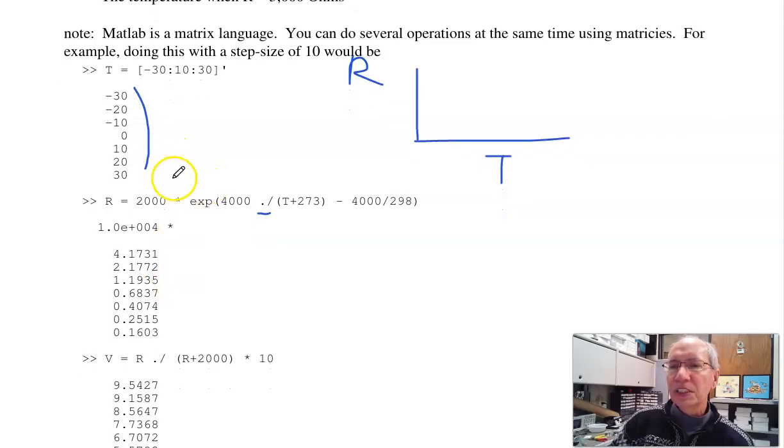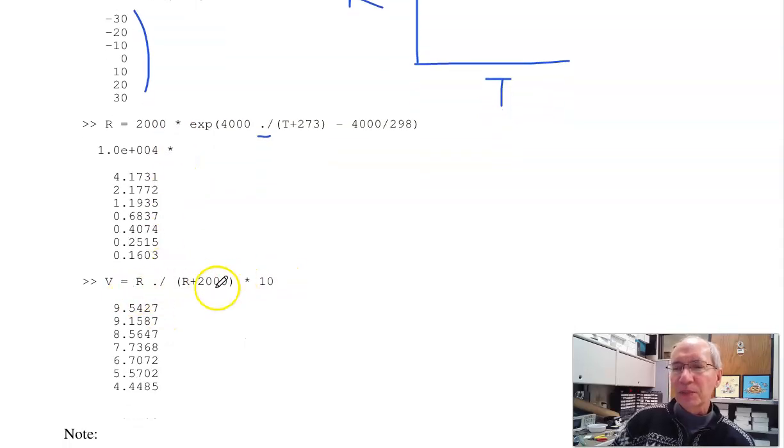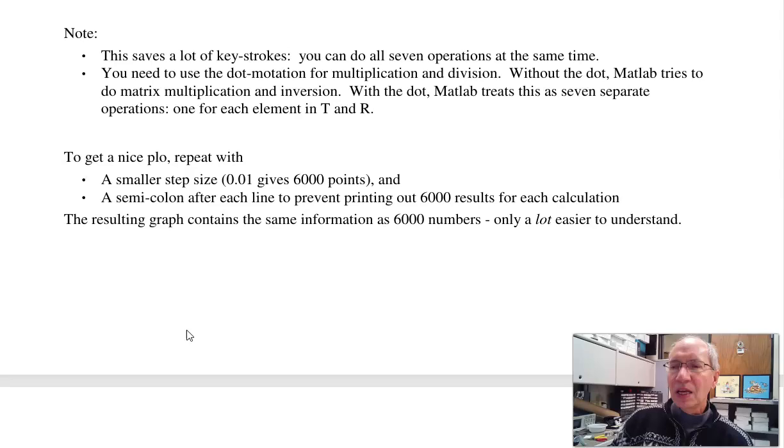So there's the resistance at each temperature, then the voltage divider. I use the dot notation again to tell it to do element by element division, not matrix division. That finds the voltage at each point. So if I plot that, it's going to be kind of crude. There aren't that many points.